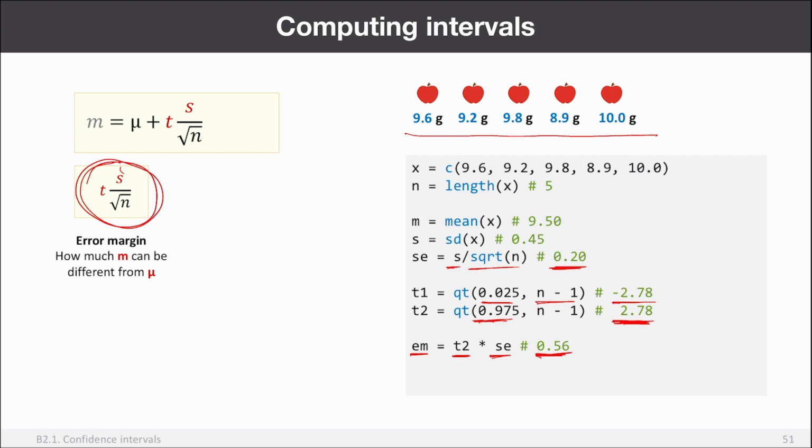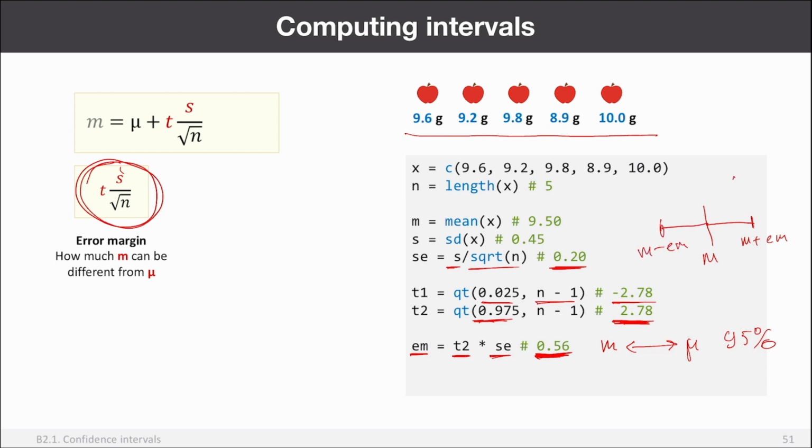So this is the distance between m and mu. This is the maximum distance between m and mu we can expect in 95% of the cases. Or in reality, it's our estimate for this distance, using the t-distribution. So we know that in 95% of the cases, it will not exceed 0.56. Now we can use this distance to compute the confidence interval. We have m, we take m plus error margin and m minus error margin.